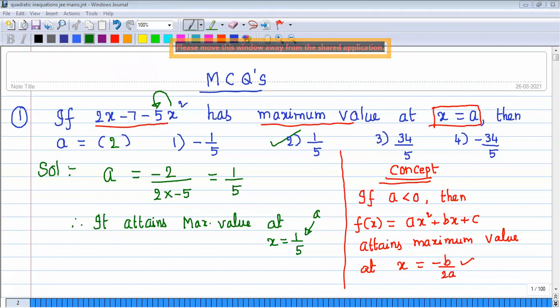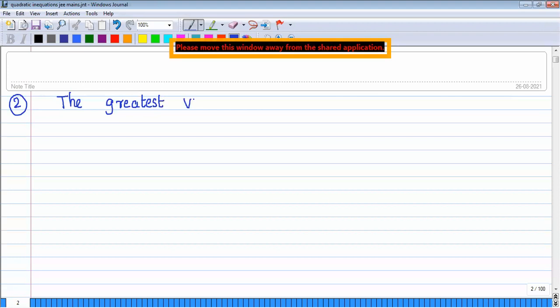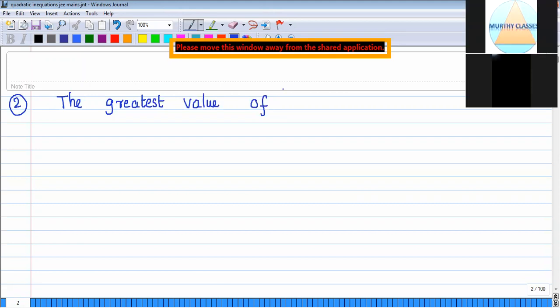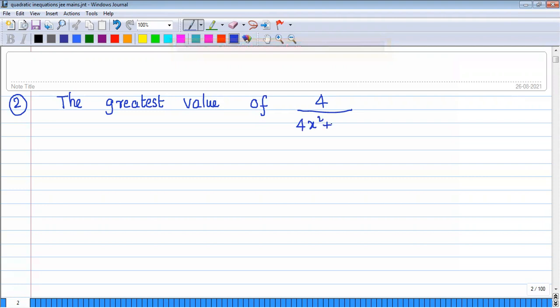Okay, so let us move to second question. The greatest value of 4 upon 4x square plus 4x plus 9 is.